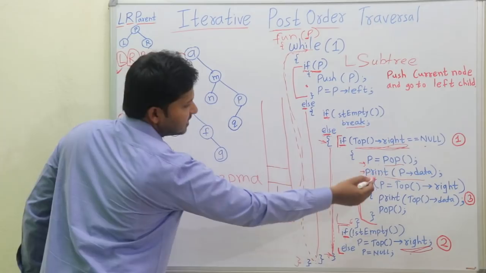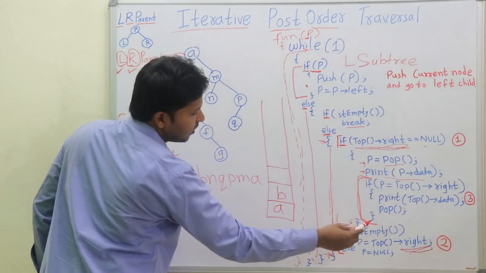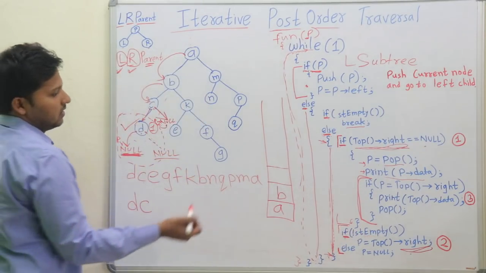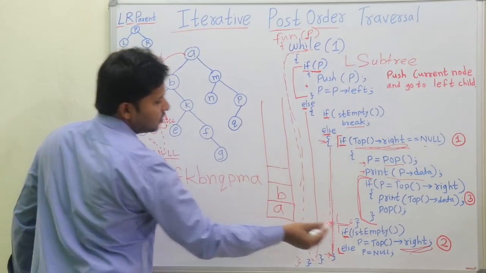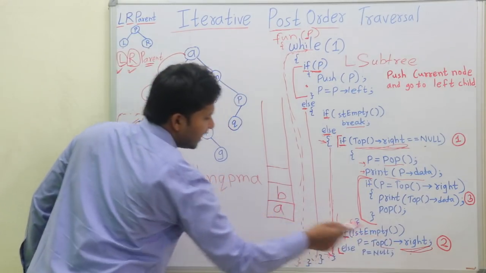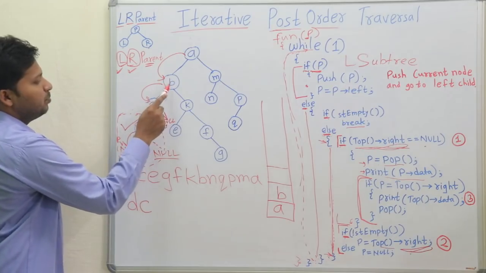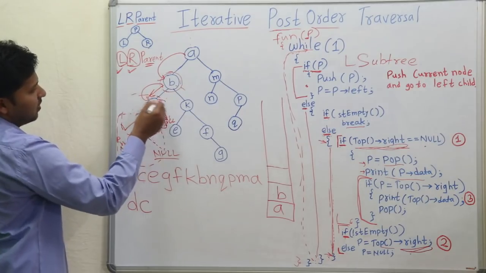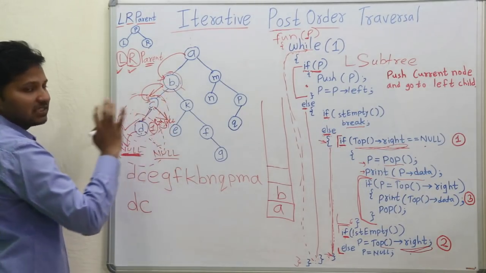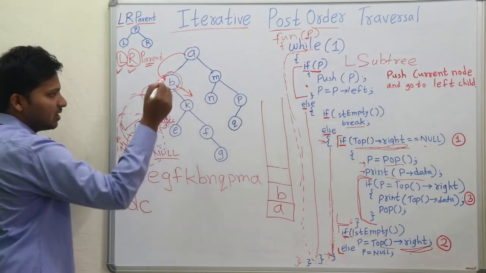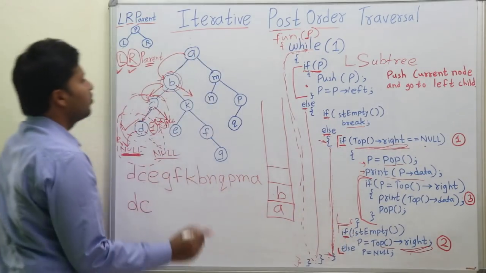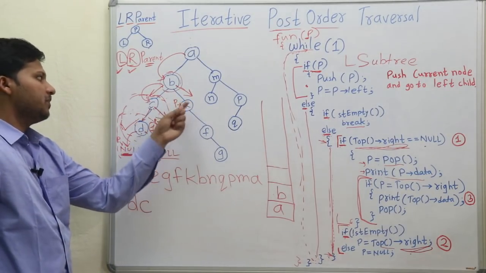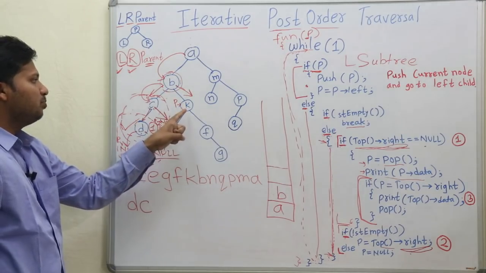After you print C, just skip this block for now and directly go to the next if. Whether stack is empty? No, stack is not empty. So go to the top element of the stack and go to the right child. The top element of the stack is B. For B the left subtree is processed now. So go to the right subtree. That is written here, P is equal to top points right. So P points to the node K, that is the right subtree of B.